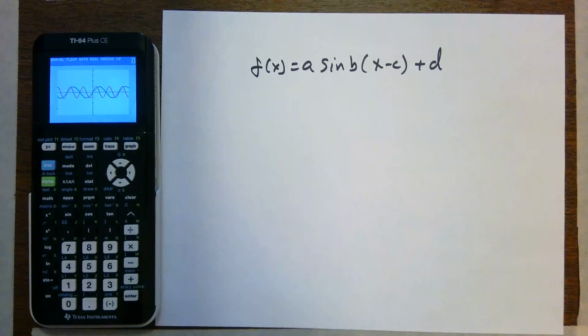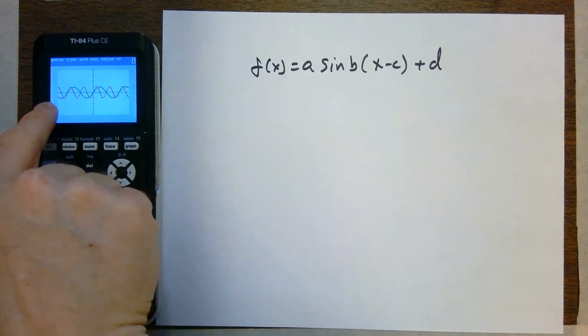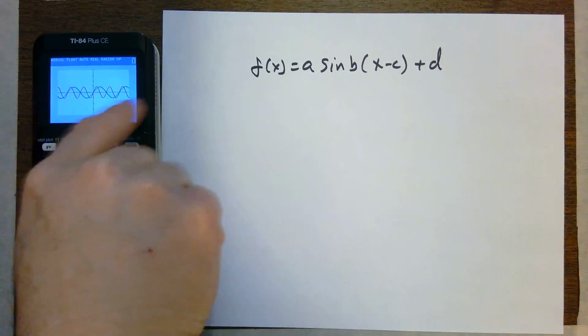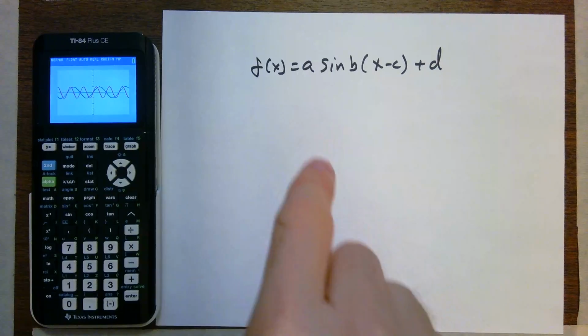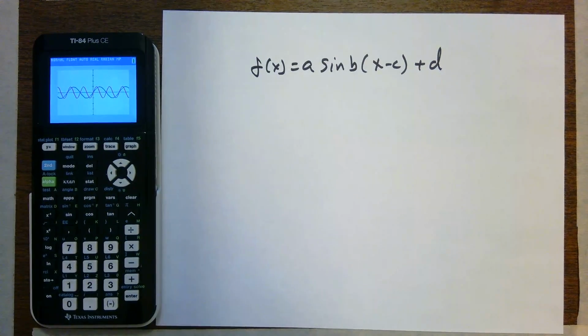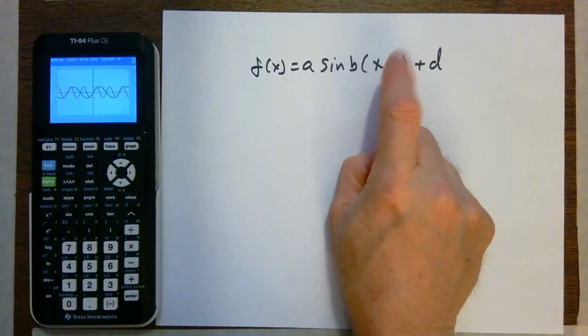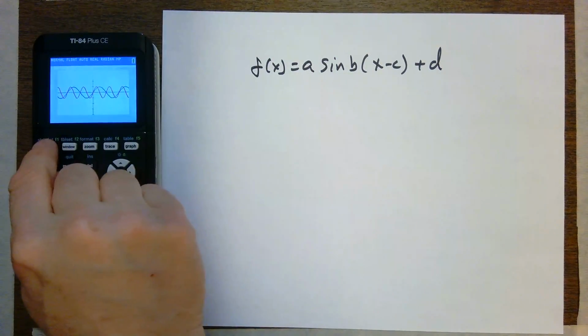The period is now pi. Going from negative 2 pi to positive 2 pi, I was getting 2 complete periods of sine before. Now I'm getting 4. It's just changed it a lot more. It's happening a lot more. And then c would just move things back and forth.